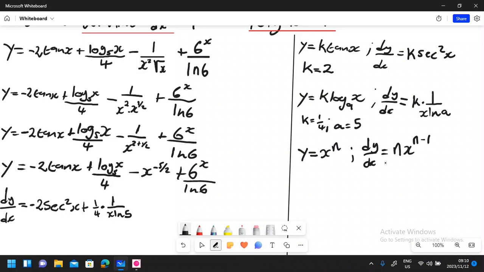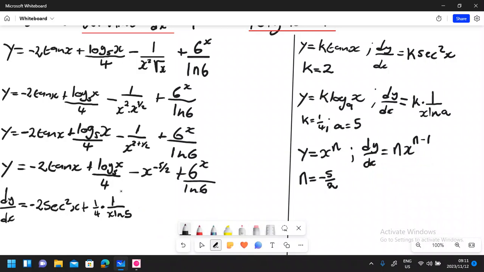This one is the standard derivative, guys. I hope you still remember. And then you just have to look at n. What is our n? Our n here is negative 5 over 2. All right, so that is our n. So what we need to do here is to substitute this formula when we do our derivative. So let's do it, guys.